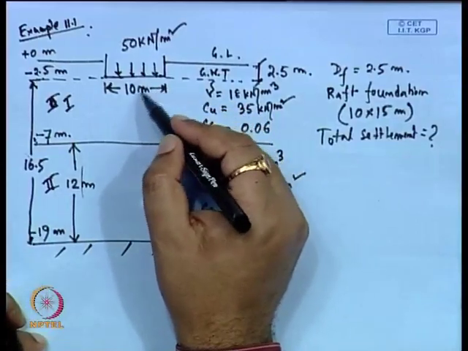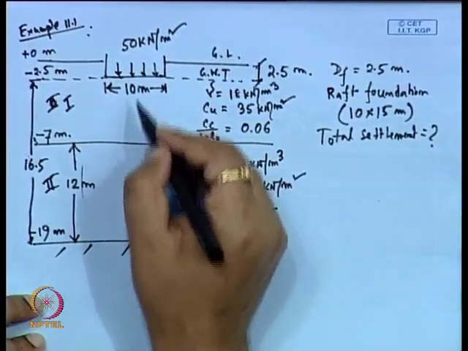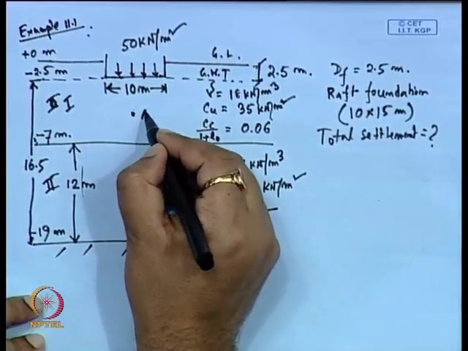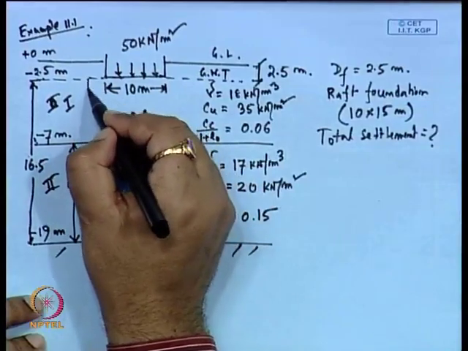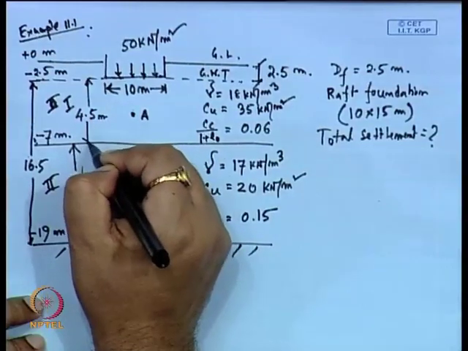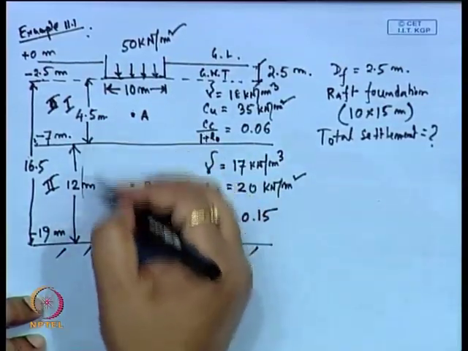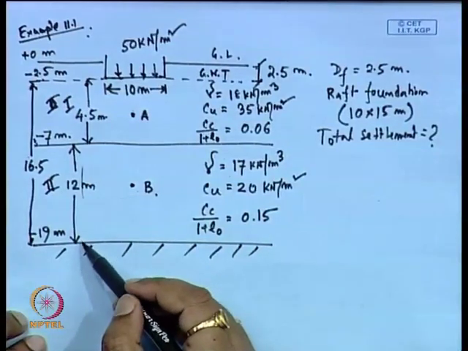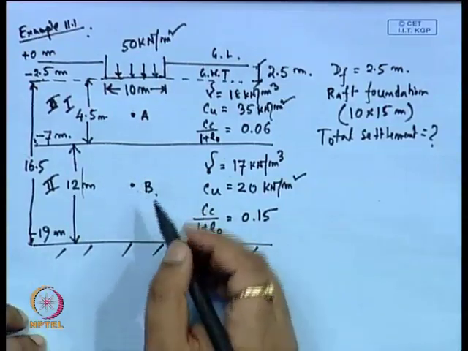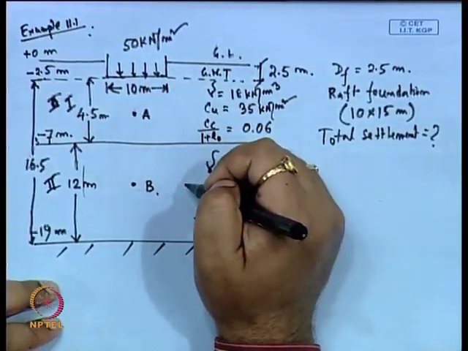And here we will consider the approximate method to calculate the stress due to this footing load. So, now we will consider one point at the center of this first layer below the footing, that means the center of this portion below the footing. So, this portion is 4.5 meter, and another point we will consider at B, which is the center of this second layer. If we consider more points, then we will get a more accurate result, but for this calculation we will consider only one point per layer, and that is sufficient to calculate the total settlement.